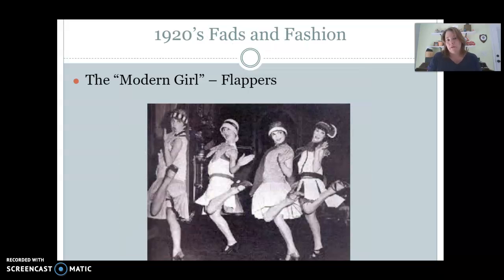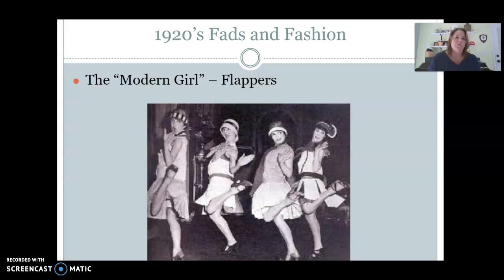So if you go into a Halloween store and you look for flappers and gangsters, you're going to see outfits that look very similar to the flapper fashion of the 1920s. So you see these girls are wearing short dresses, they're wearing bowler hats, their hair is cut short. And again, this was very risque for the 1920s.